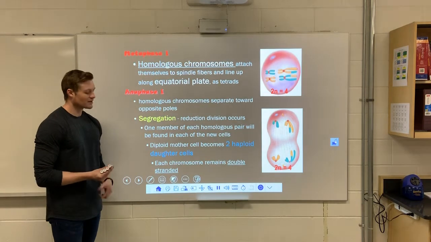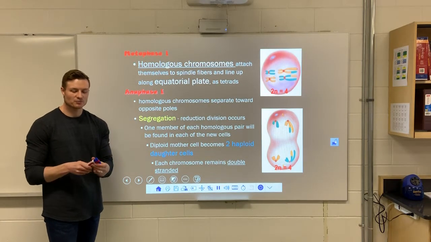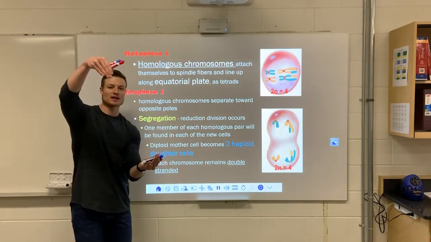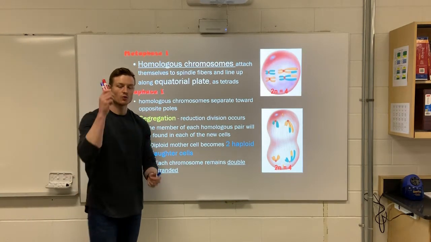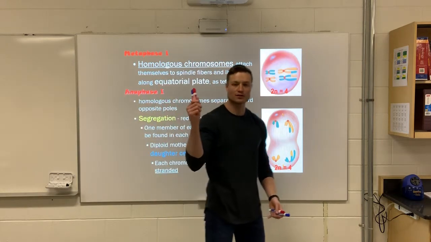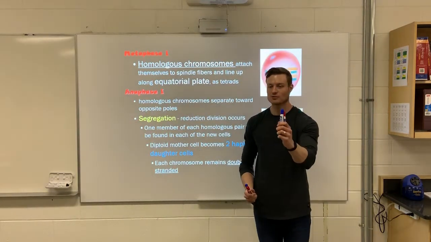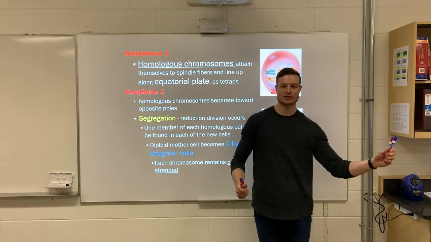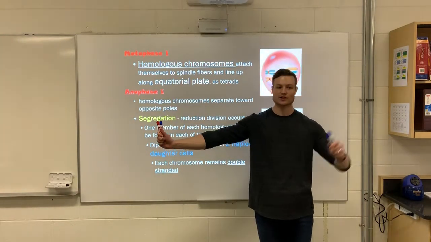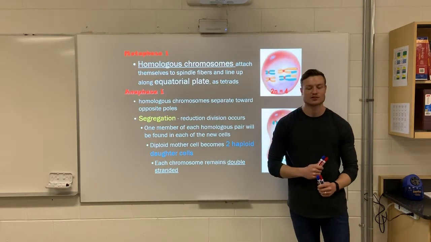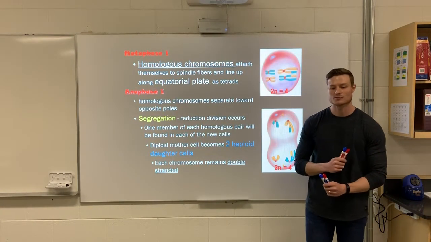Then we move to anaphase 1. And instead of pulling apart the chromatids, we pull apart the tetrads. So that means one chromosome, a full double-stranded chromosome, is going over here, and then one full double-stranded chromosome is going over here. So now we have 23 over here and 23 over here. That's how we get our reductive division. That's how we cut the number of chromosomes in half.